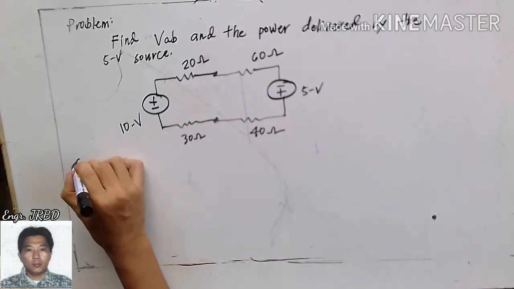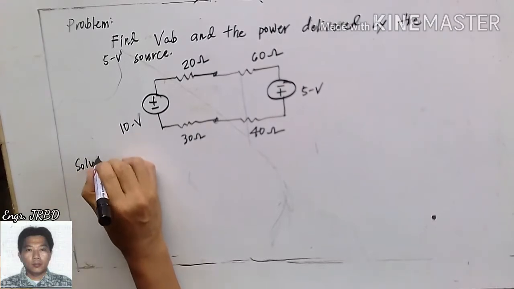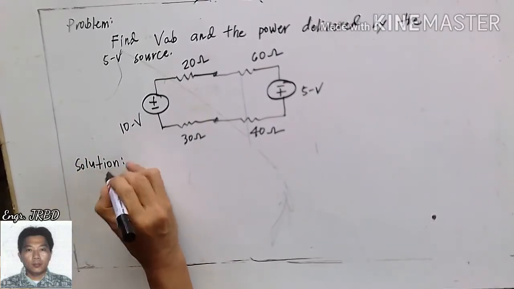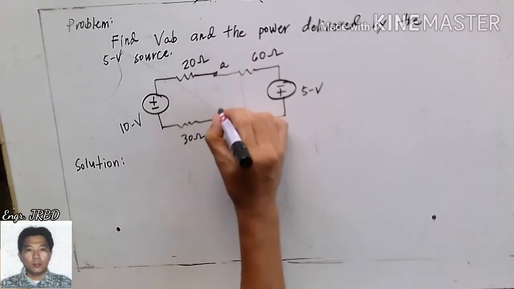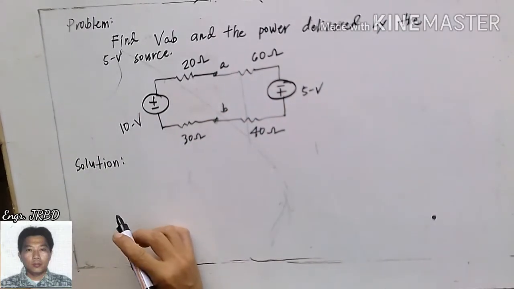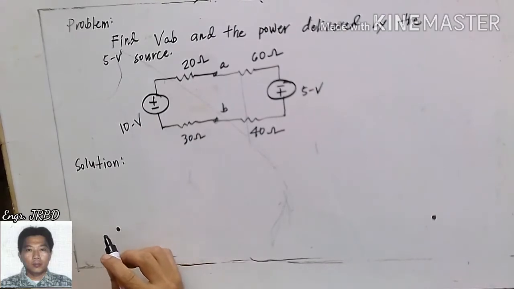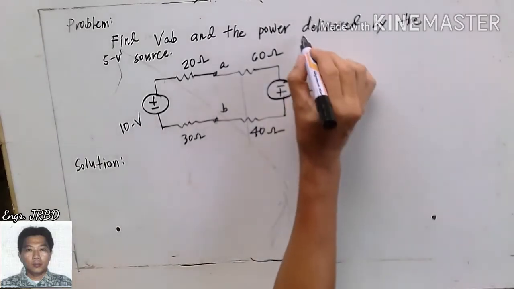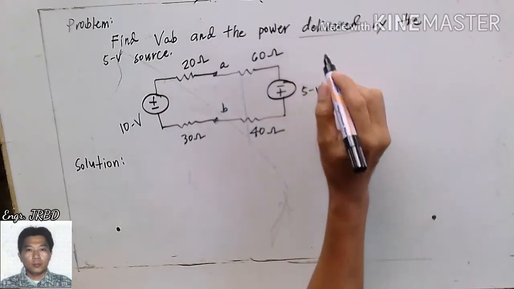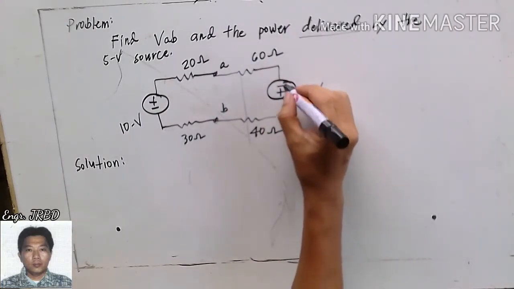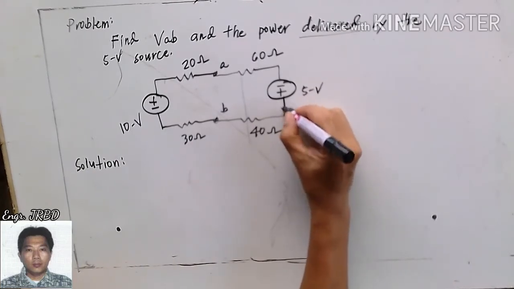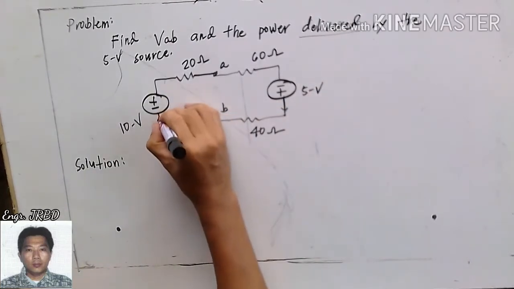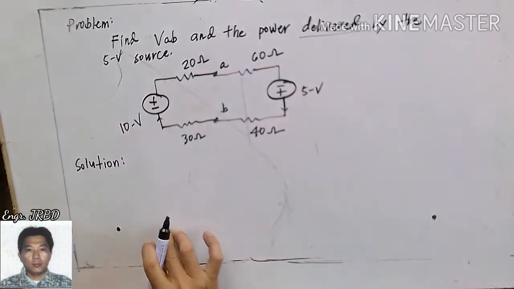Okay, so this is our next problem. Find the voltage AB and the power delivered by the 5 volt source. The term here that is used is delivered, meaning it is providing power from negative to positive direction. So it is understood that the current is downward and all of the components are connected in series.